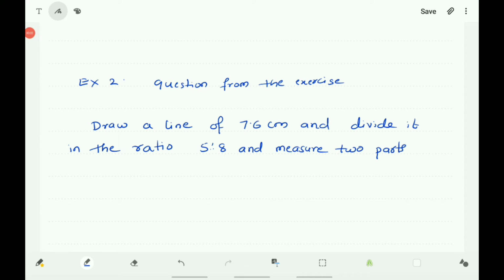Now you do the second one. The question is from the exercise. Draw a line of 7.6 centimeter and divide it in the ratio 5:8 and measure the two parts. Now you see the construction made by the student, and you follow the steps and divide the line of 7.6 centimeter in the ratio 5:8 and also measure the two parts.